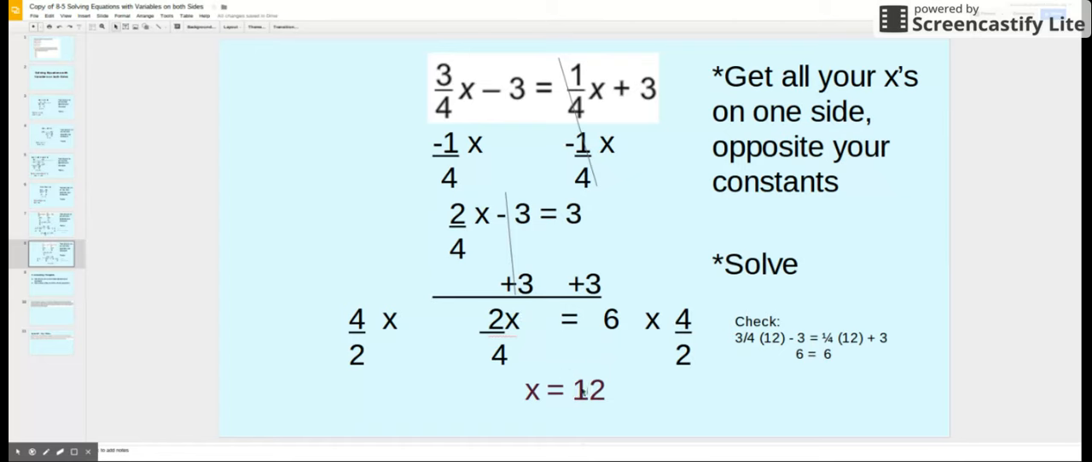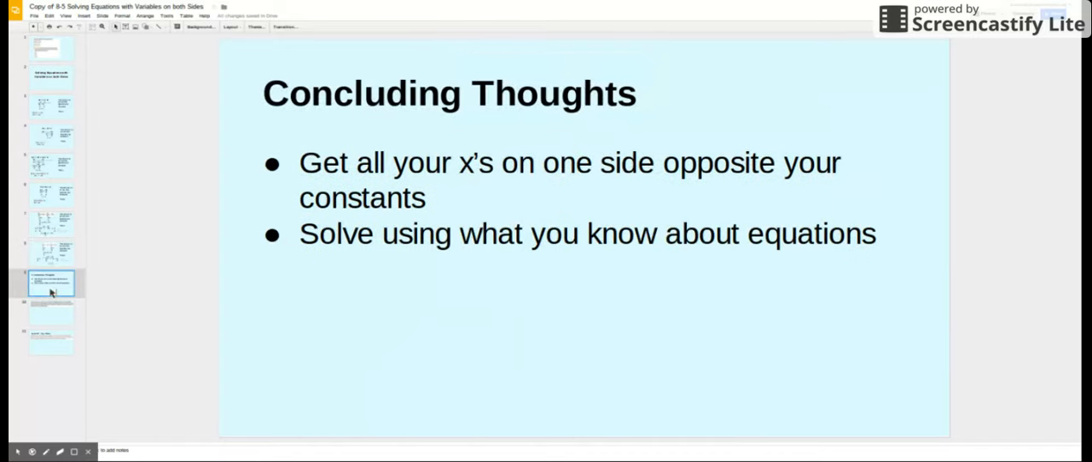So finally, we just want to check our work. Anywhere you see an x, you want to plug in 12, and then just make sure the equation is balanced. So I already solved this. Once you solve it, you should get 6 equals 6 on both sides. There is your check.